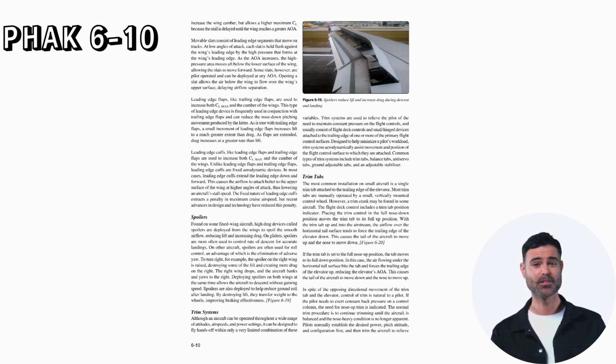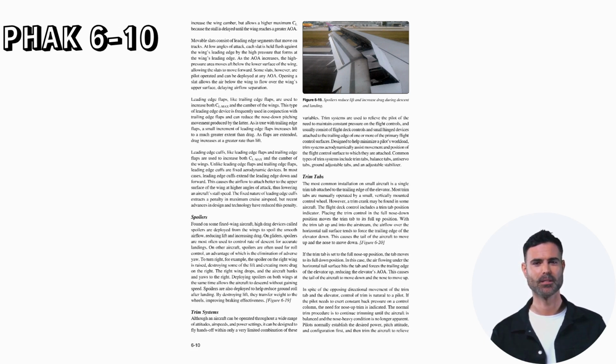Movable slats consist of leading edge segments that move on tracks. At low angles of attack, each slat is held flush against the wing's leading edge by the high pressure that forms at the wing's leading edge. As the AOA increases, the high pressure area moves aft below the lower surface of the wing, allowing the slats to move forward. Some slats, however, are pilot operated and can be deployed at any AOA. Opening a slat allows the air below the wing to flow over the wing's upper surface, delaying airflow separation.